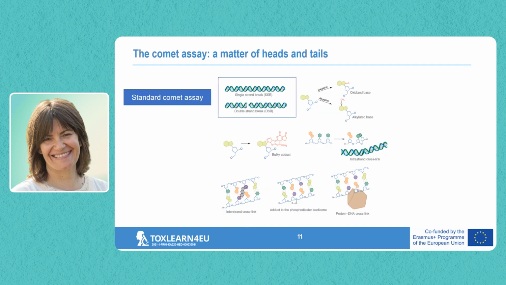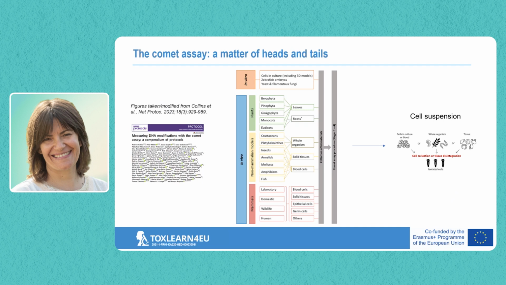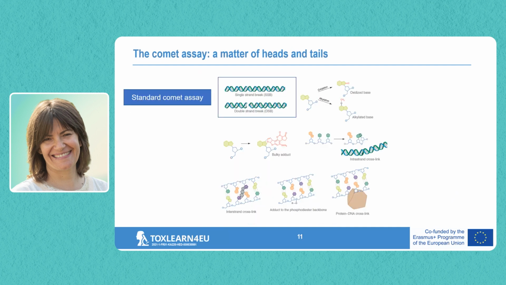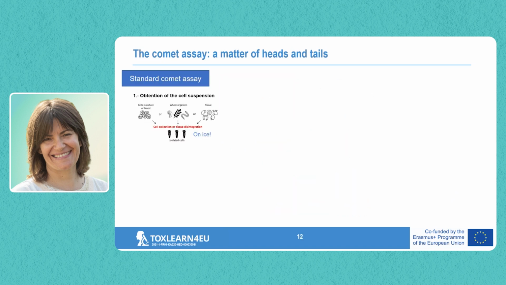So there are different protocols, as I mentioned, a compendium of protocols. We are going to start with the simplest one, which is the standard Comet assay, which is used to detect single-strand breaks and double-strand breaks. Please interrupt me whenever there is something that you don't understand, okay?